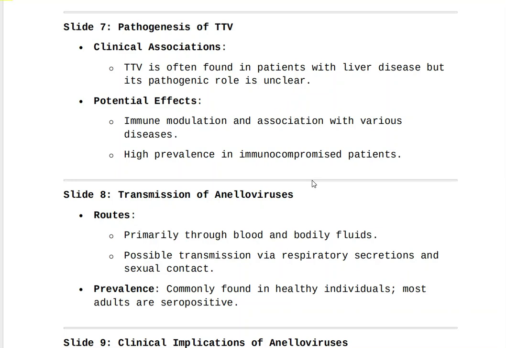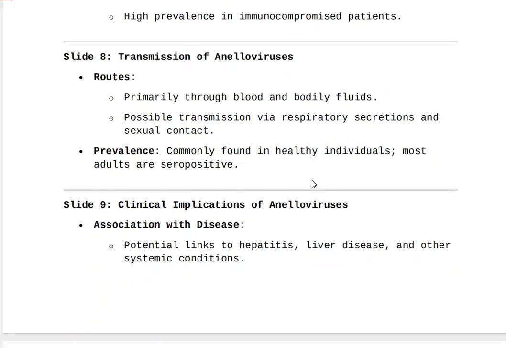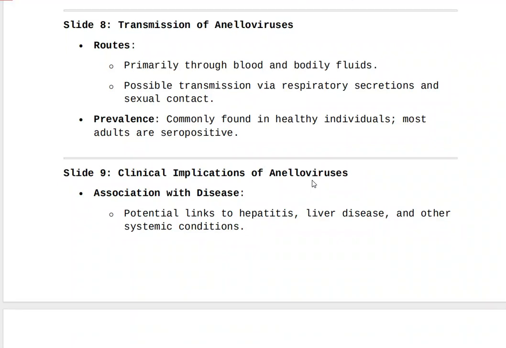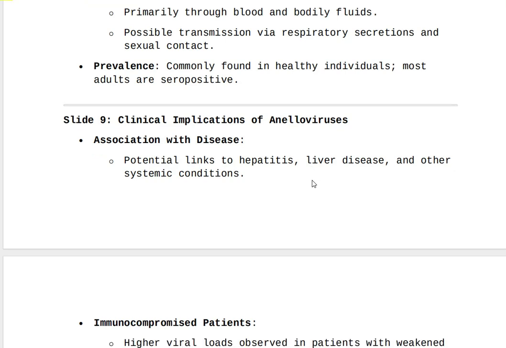Potential effects, there may be immune modulation that is associated with various diseases, and there is high prevalence in patients who are immunocompromised. Transmission, so it may be acquired by blood or body fluids, possibly by respiratory secretions and by sexual contact. So this is commonly found in healthy individuals, and most adults are seropositive.